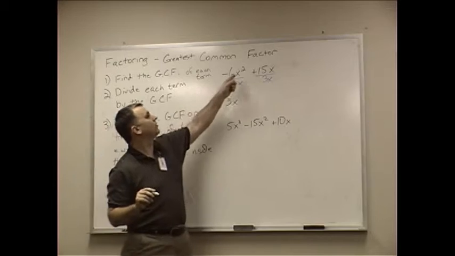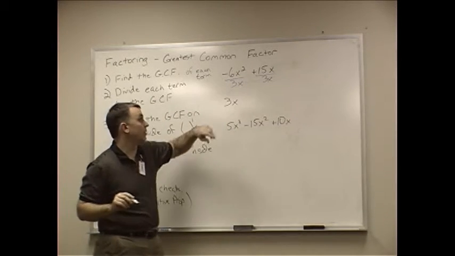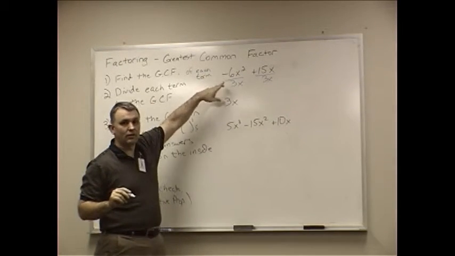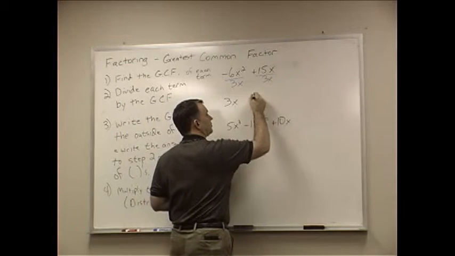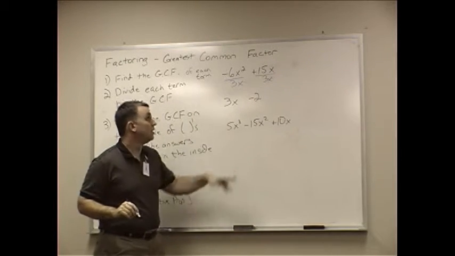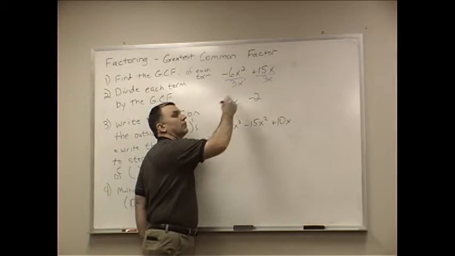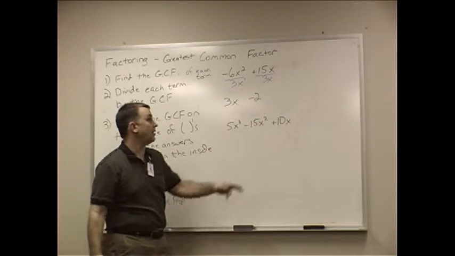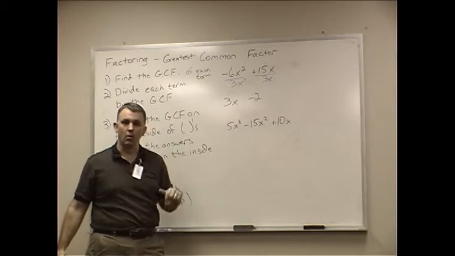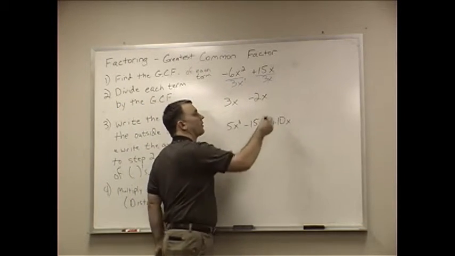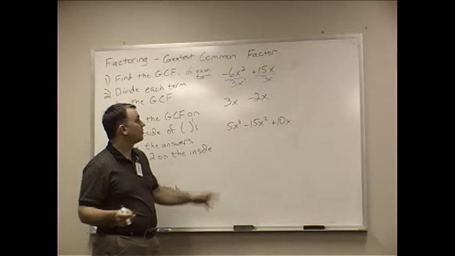Okay, negative 6x to the second divided by 3x. Negative 6 divided by 3, that's negative 2. X to the second divided by x. Now don't forget we subtract exponents when we're dividing. 2 minus 1 is 1. So that first answer is negative 2x.